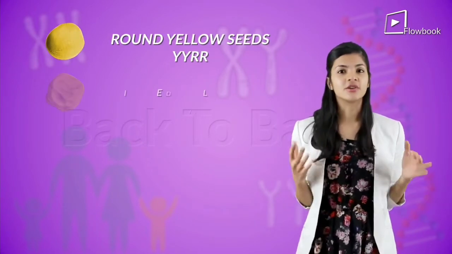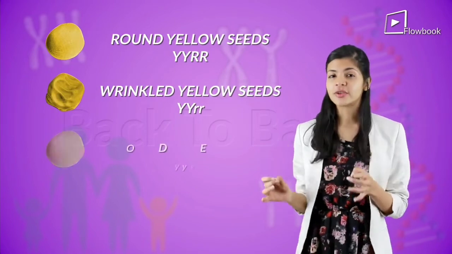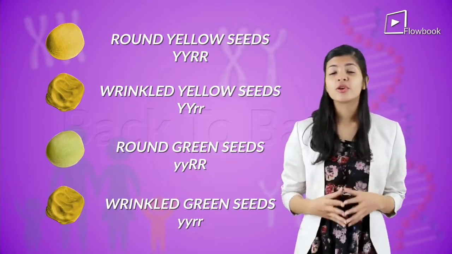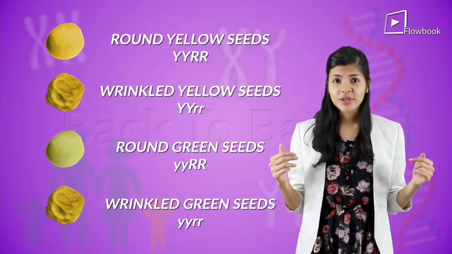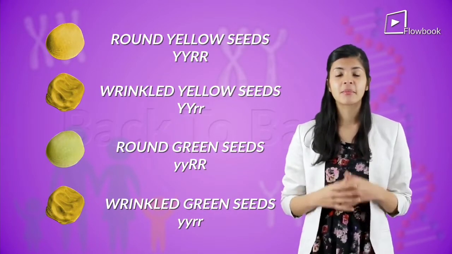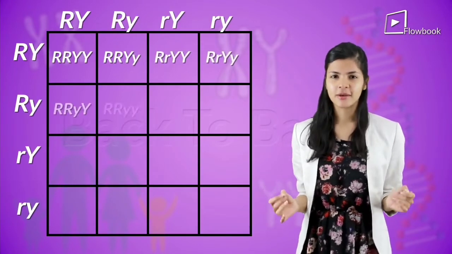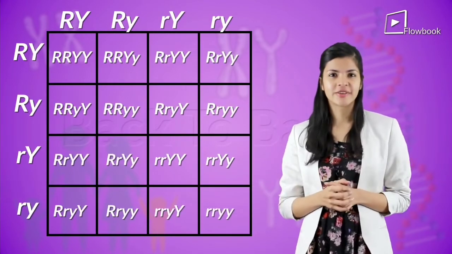So, these were all the possible combinations that could occur. You could have rounded yellow seeds, wrinkled yellow seeds, rounded green seeds, wrinkled green seeds. Now, you could also calculate the phenotype and the genotype of these by making the Punnett square. Of course, it could get a little complicated, but if you enjoy it, then why not?